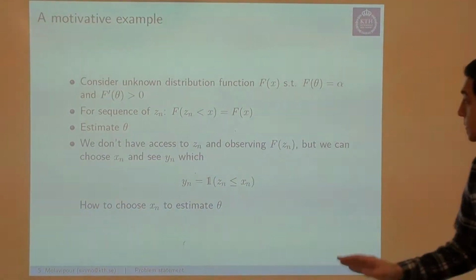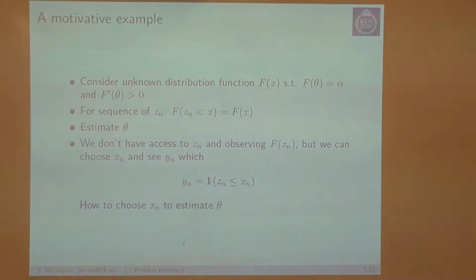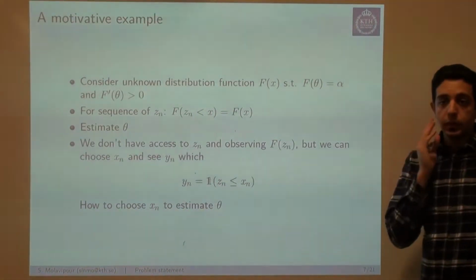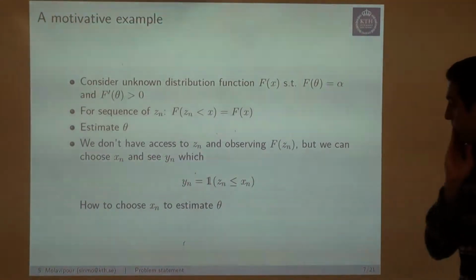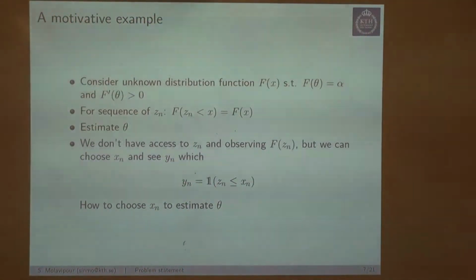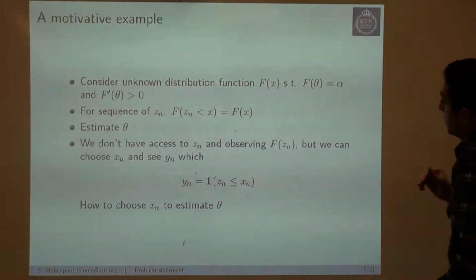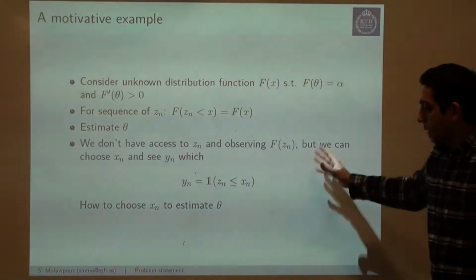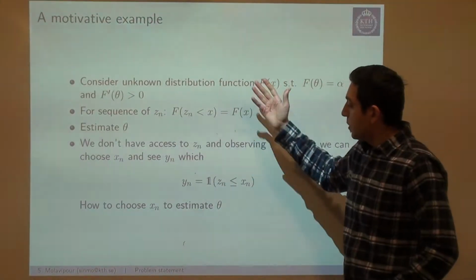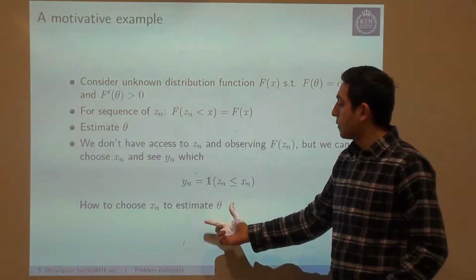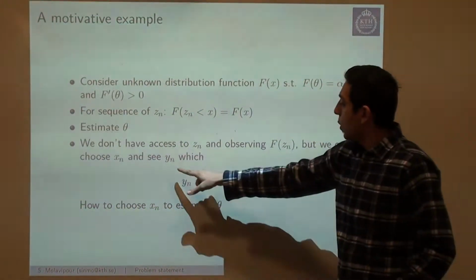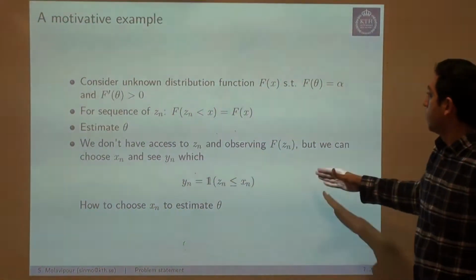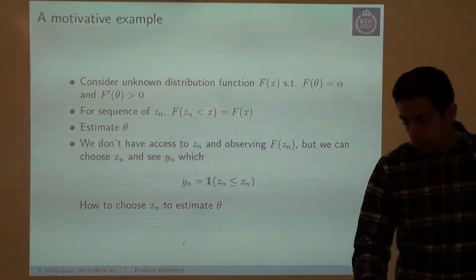I don't know whether I explained this well, or if there is any doubt, I can explain it better. Is it clear? This is just one example where we can use the algorithm, and this algorithm answers how to choose these xn's, so that by experimenting and observing yn, this xn actually converges to this theta.